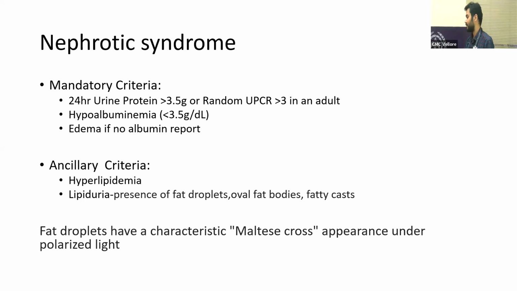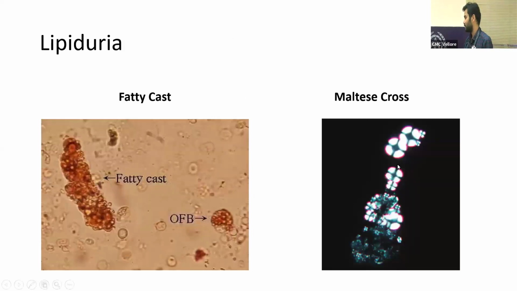Lipiduria means excretion of these fat globules in the form of fat droplets or whole fat bodies, sometimes fatty cast. These fat droplets can combine with some excreted proteins in the urine, and can form this Maltese cross appearance in the polaris, like this. This is a polaris microscope showing this symmetrical Maltese cross appearance. This is a fatty cast in the urine.